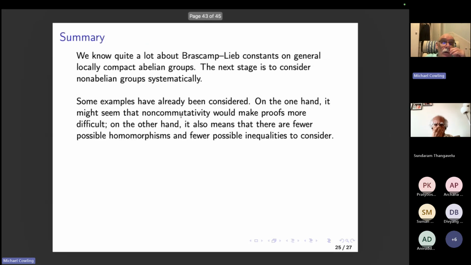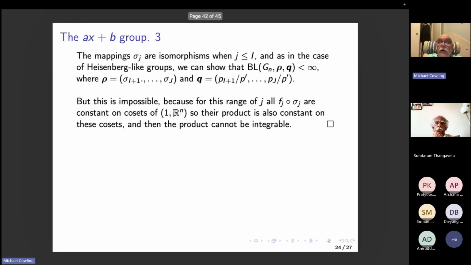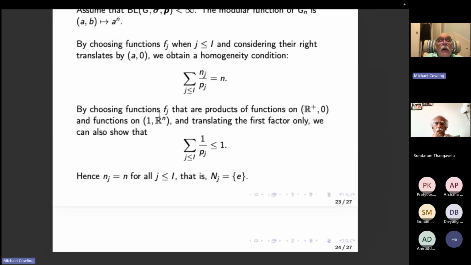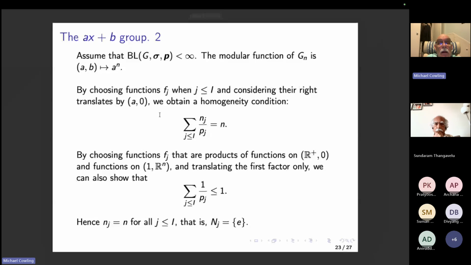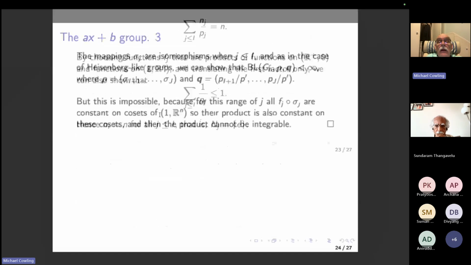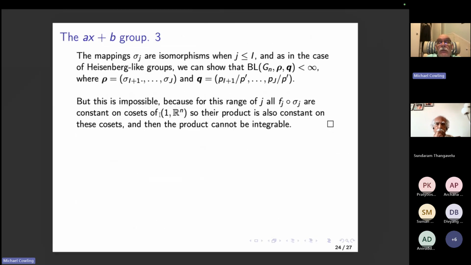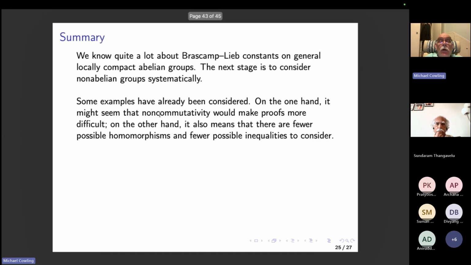So I end up concluding that this part can't be there, and once again, the only inequalities they can have are where the sigma J's are just isomorphisms. And that brings me back to Hölder's inequality.